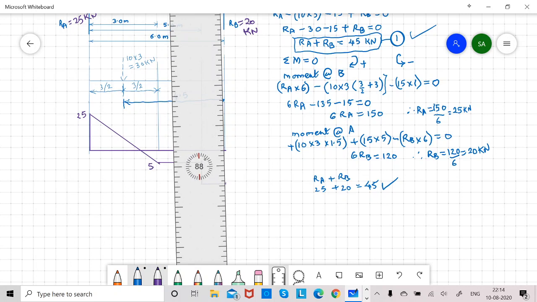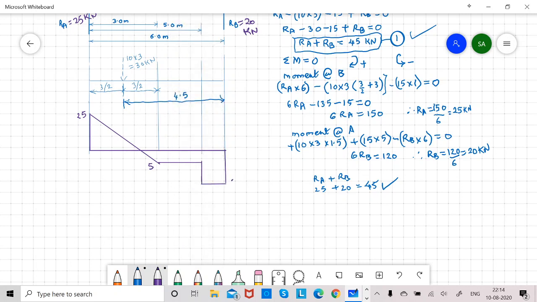And at B there is an upward reaction of 20 kilonewton. So this is 20. Mark below the baseline as negative, above the baseline as positive. Now let us shade this diagram like this. This is SFD and the unit is kilonewton.